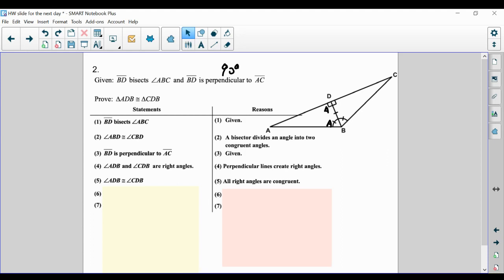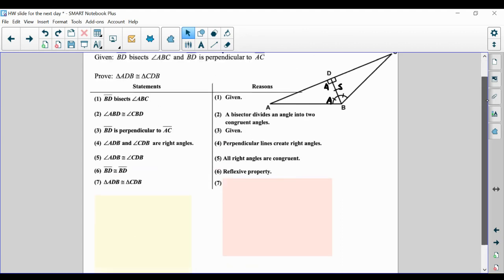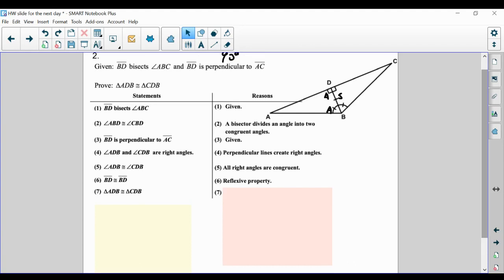Okay, next one. We said that BD is equal to BD, and that is a side. BD is congruent with BD. What's the reason? Yourself is equal to yourself. One of the axiom properties, the reflexive property. Yourself is equal to yourself, that's the reflexive property. And the last one, we finished the proof. The two triangles are congruent.